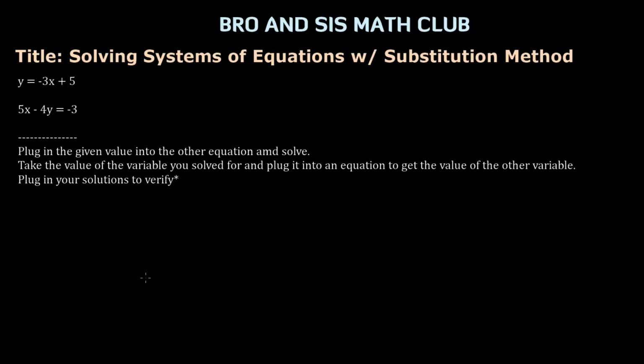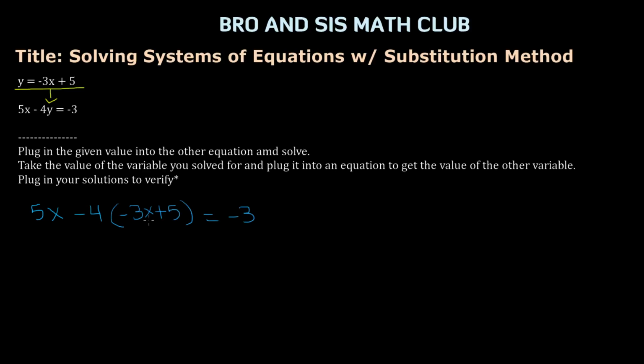In this case, we know that the value of y is equal to negative 3x plus 5. We don't know the exact value of y, but we know that it's equal to negative 3 times x plus 5. Now what we can do is plug it into our second equation, which is 5x minus 4y equals negative 3, to find the value of x. When we do that, we're going to get 5x minus 4, and since we're plugging in the value of y, which is negative 3x plus 5, we're going to put it in for this y right here. So it's going to be negative 3x plus 5 is equal to negative 3.